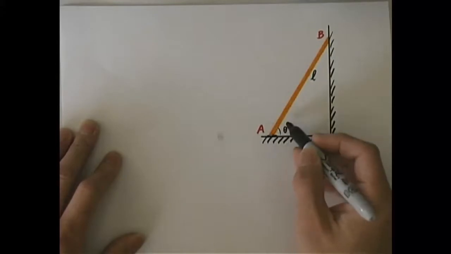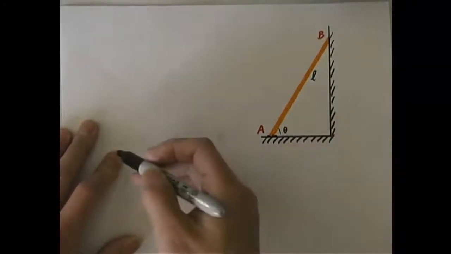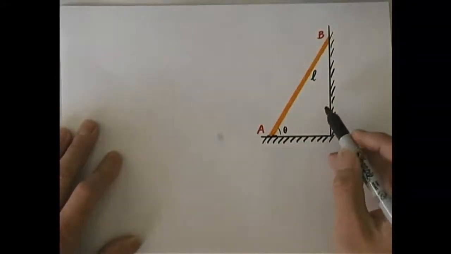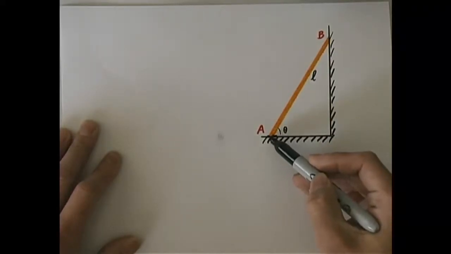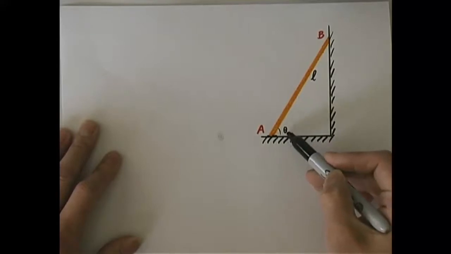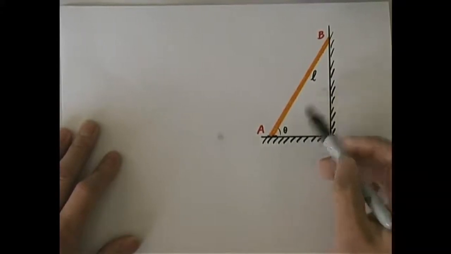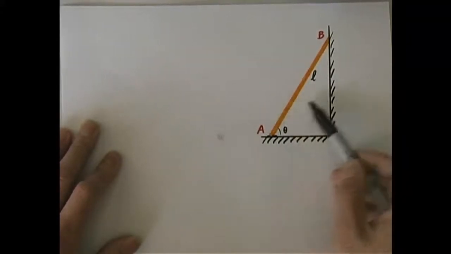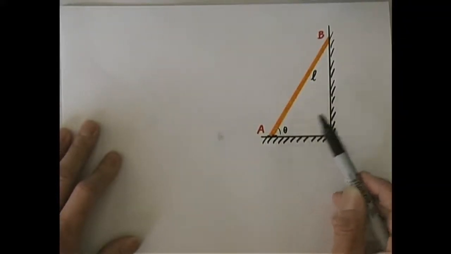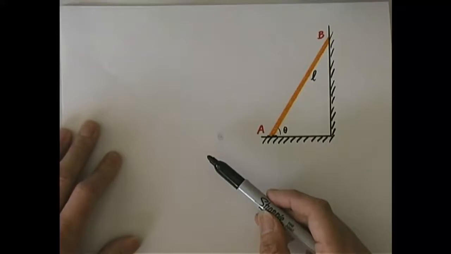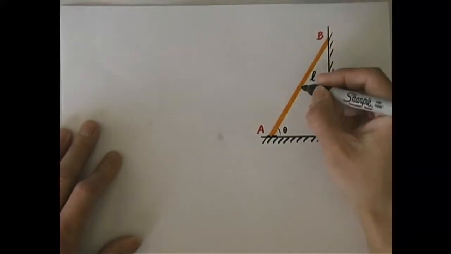Okay, point A. Without friction, the ladder is simply going to slip. It will never stick. But with friction, it is possible for the ladder to stay put. But this angle theta cannot be too small. If the ladder is very near horizontal, the angle theta is very small, chances are it's going to slip.